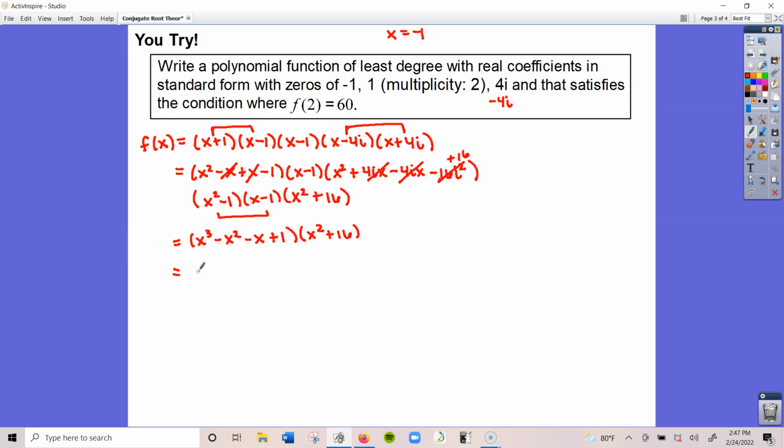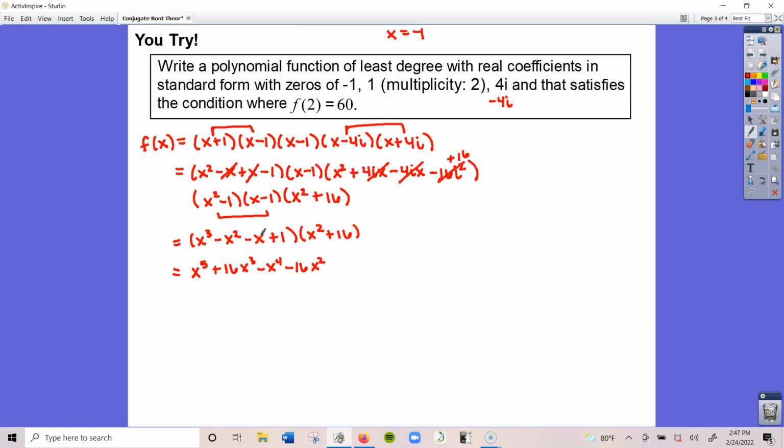X to the third times x squared is x to the fifth. X to the third times 16 is plus 16 x to the third. Now I'm going to distribute the negative x squared. Negative x squared times x is negative x to the fourth. And negative x squared times 16 is negative 16 x squared.